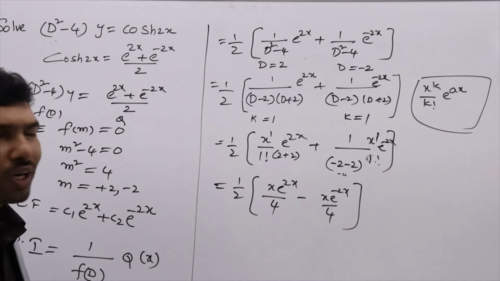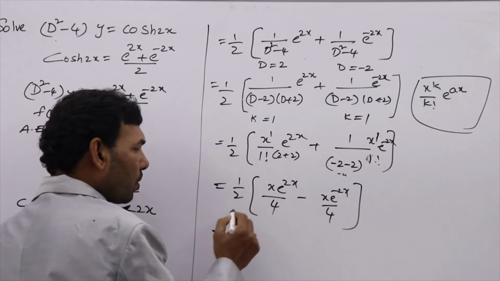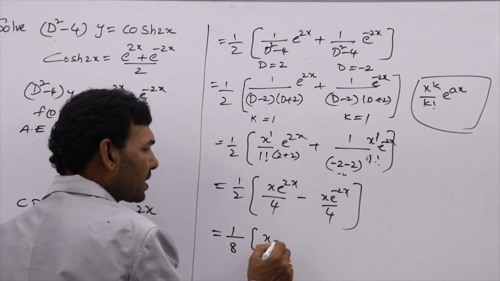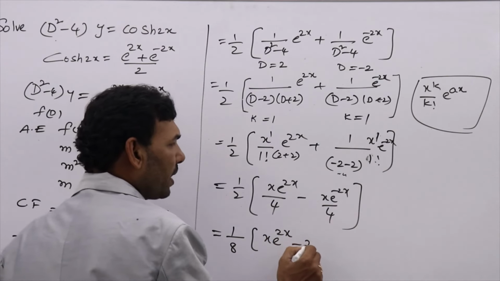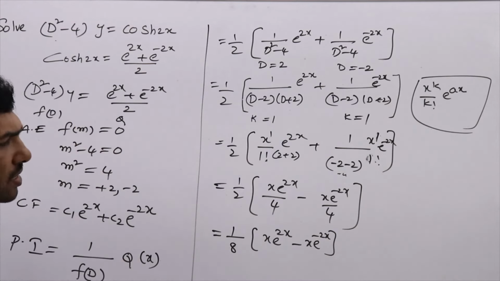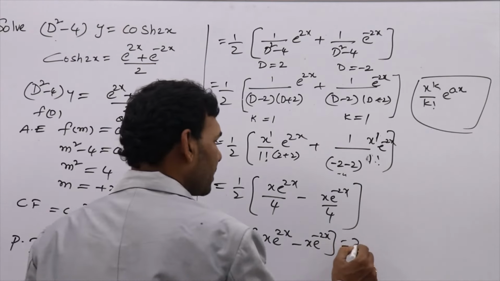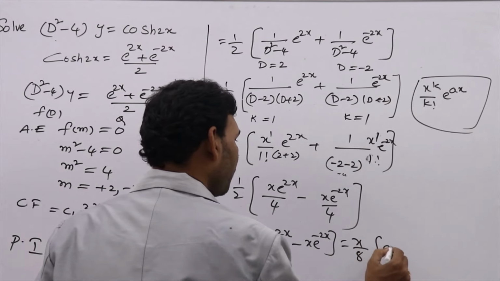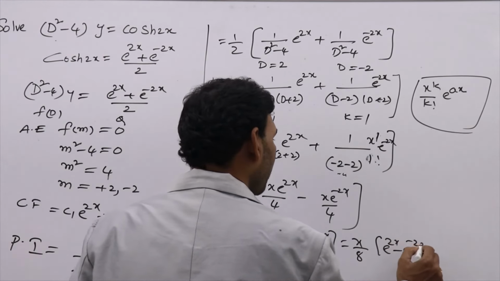Take 4 common. 4 twos are 8. X e power 2x minus x e power minus 2x. If you want, you can take x also common, so that you will get it like this: x by 8 (e power 2x minus e power minus 2x).